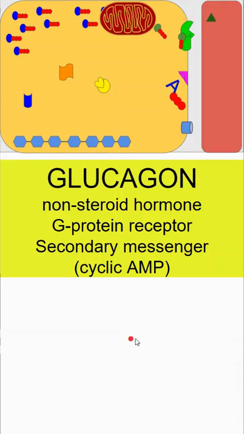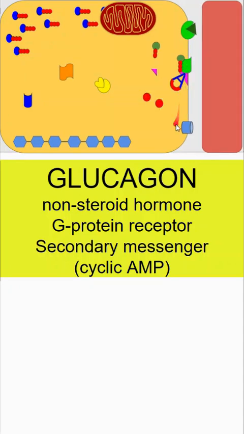As we go here, we have our glucagon non-steroid hormone. It's going to bind to this G protein receptor, and that's going to change the intracellular domain. This GDP interchanging with GTP is going to slide along the cell membrane and activate adenylyl cyclase, which is going to take ATP and turn it into cyclic AMP.